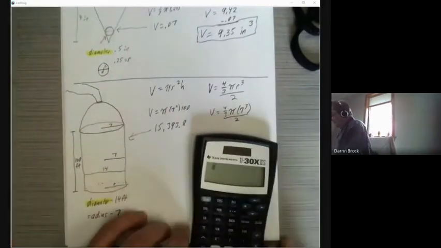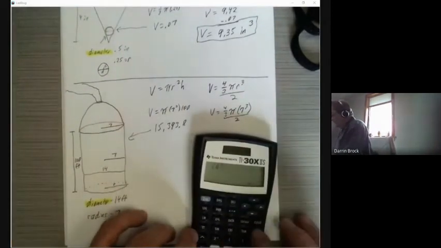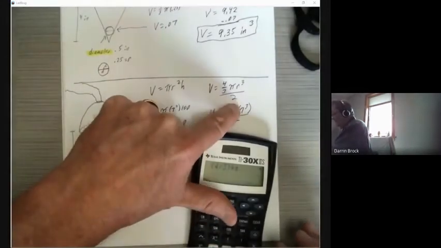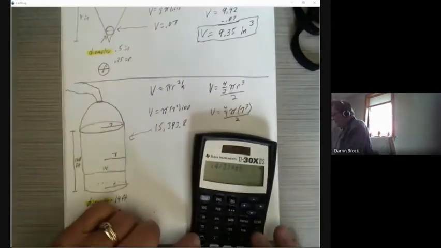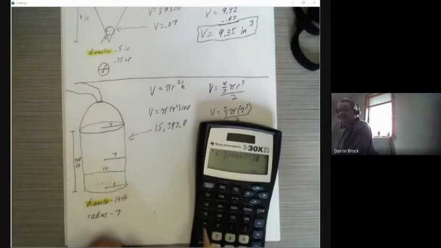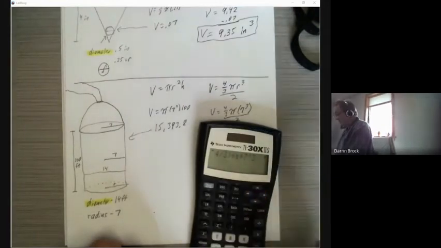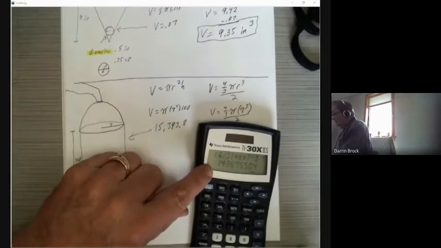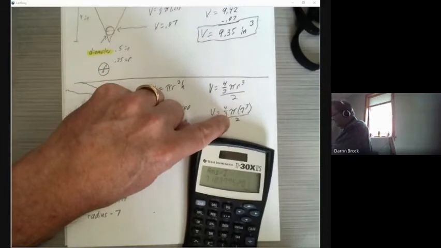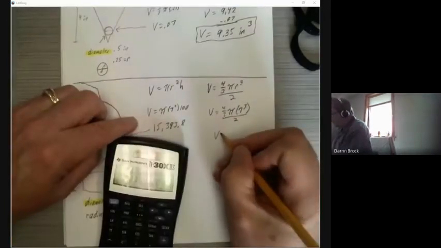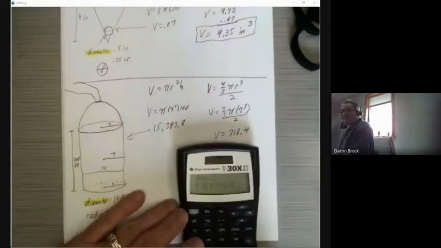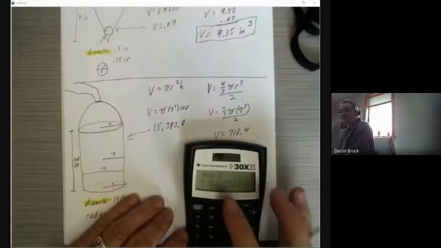So let's calculate that. Parentheses 4 divided by 3. There's our 4/3 times pi times 7 to the 3rd power. I'll do it the other way. I can do 7 raised to the 3rd power. See, I'll get this little raise button right there, 7 to the 3rd power. So if I do that, that's the top of my fraction. I need to divide it by 2 because I only need half of a sphere. So the volume of the dome is 718.4 because I got 0.37, so it rounds up to 0.4.